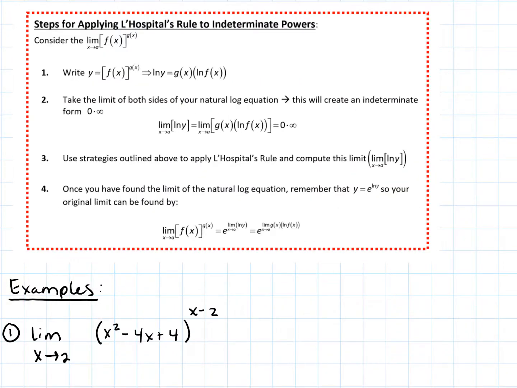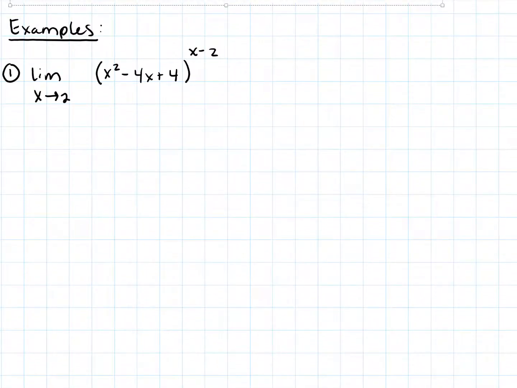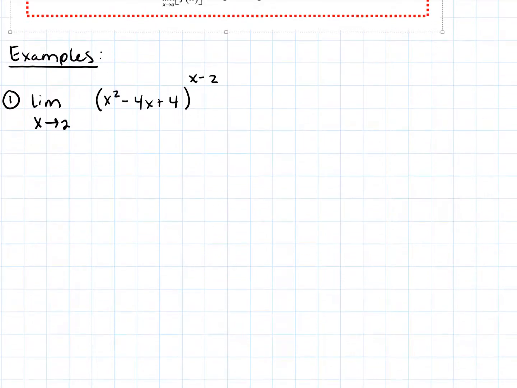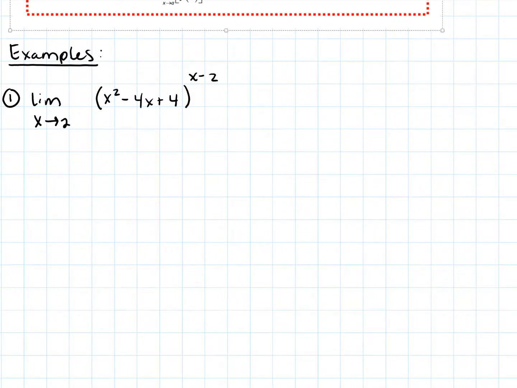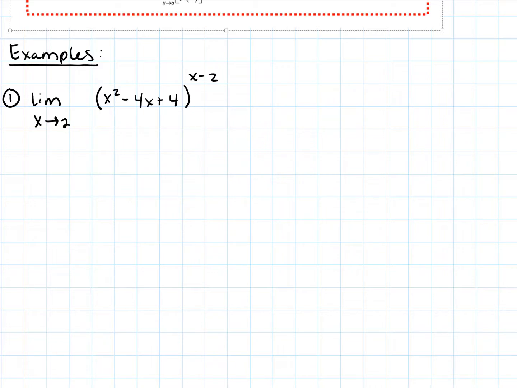Okay, so keeping in mind these strategies, let's run through a few examples. So let's start with our first limit here, our limit of this polynomial x squared minus 4x plus 4 raised to the power of x minus 2 as x approaches 2. And it might be useful, again, I had those indeterminate forms listed up at the start of the video, but today we're working with the powers, so I'm just going to list just the powers. I know there are of course all the other indeterminate forms as well, but just so we remember, 0 to the 0 is indeterminate, infinity to the 0 is indeterminate, and 1 to the infinity is indeterminate.